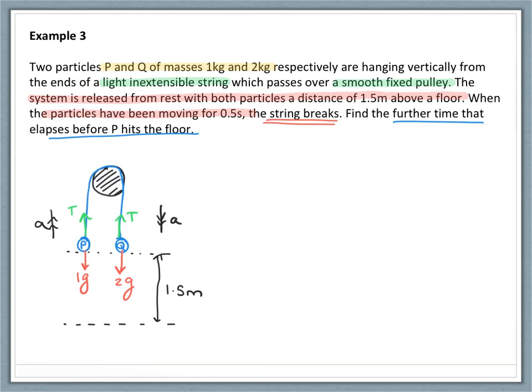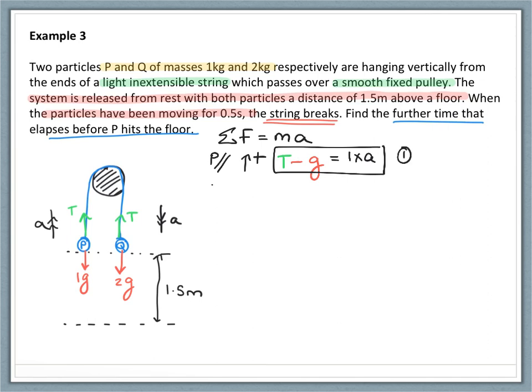So we know that we can use simultaneous equations and Newton's second law of motion to generate these equations by resolving the forces on each particle separately, which allows us to calculate acceleration. Let's start with particle P. We'll choose up as the positive direction because that's the principal direction of its motion, certainly to start with. We have T acting upwards in the positive direction, g or 1g downwards, which equals the mass 1 multiplied by the acceleration a. And we have our first equation.